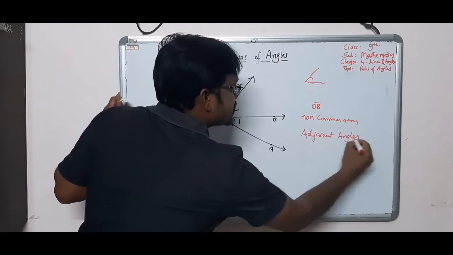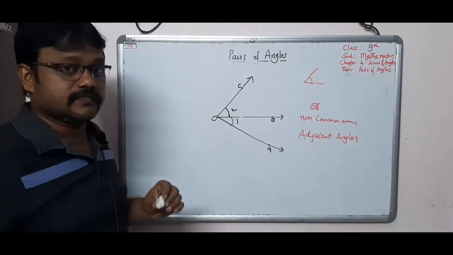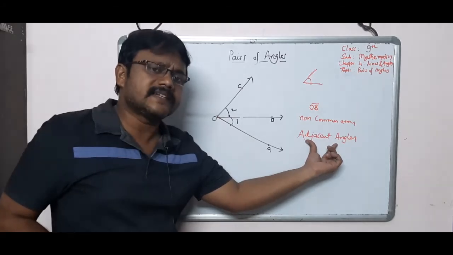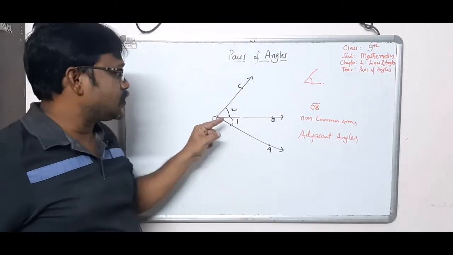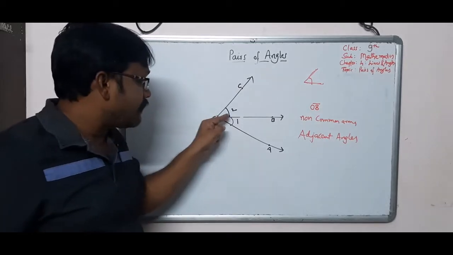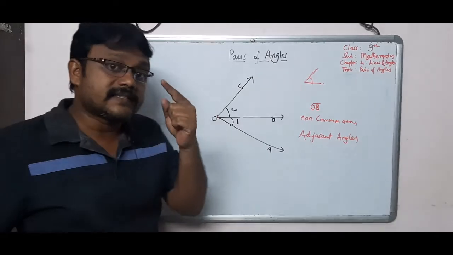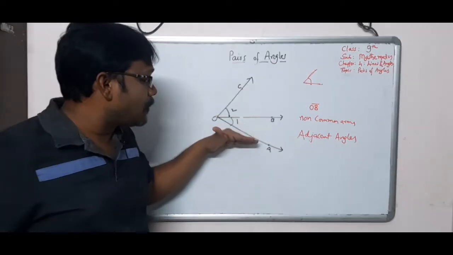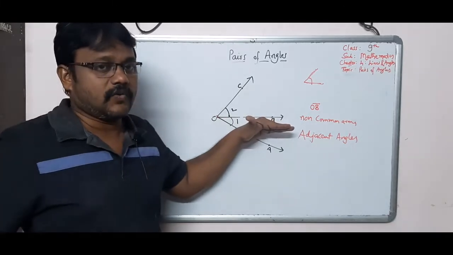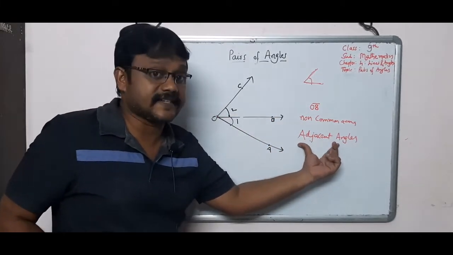Adjacent angles, that means side by side angles in our language. So this is a different pair. What do you mean by adjacent angles? Two angles are said to be adjacent, that means they stay side by side, if they have common arm, common vertex, and at the same time non-common arms lie on either side of the common arm, right? Such pair is known as adjacent angles.